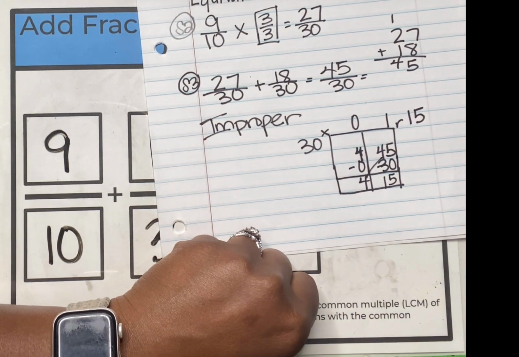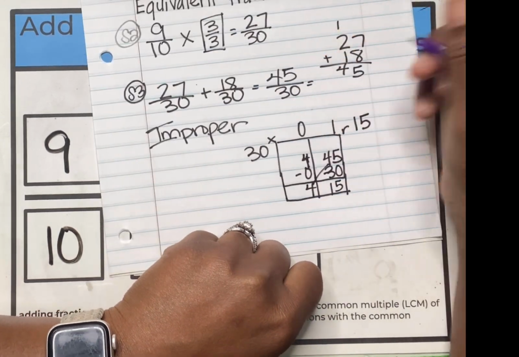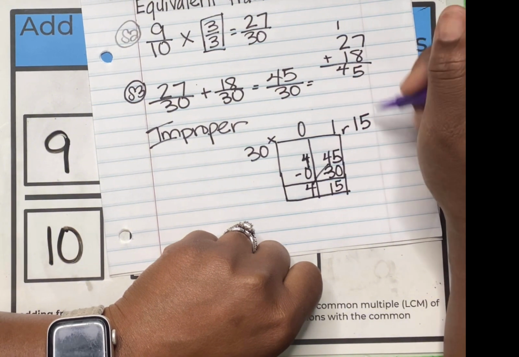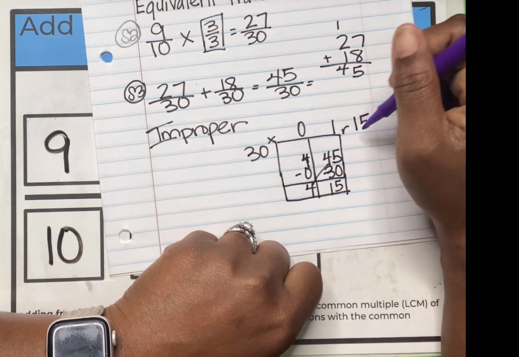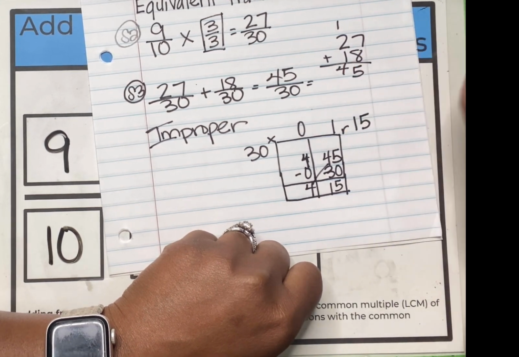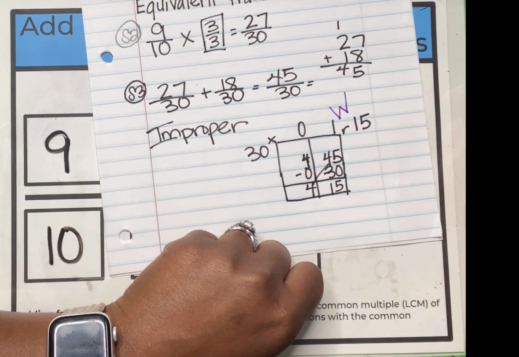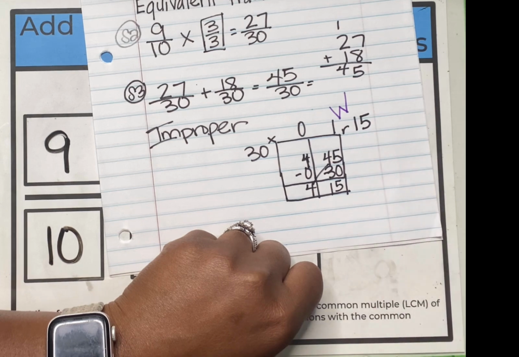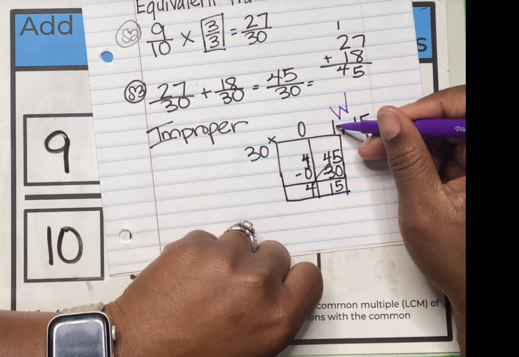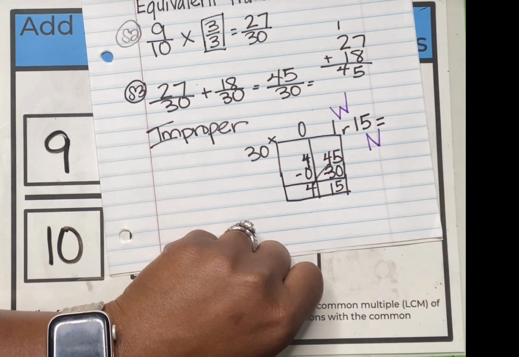I teach my students to label this quotient. By the end of the year, most of them will have this down pat. But believe it or not, this is a common error right here, making these mixed numbers. They do them incorrectly quite often. So this strategy works. 1, that's going to be our whole number. So let's put a W there. And remainders, they're always your numerators. So I have them make a quick little label, and it helps them to create the mixed number correctly.